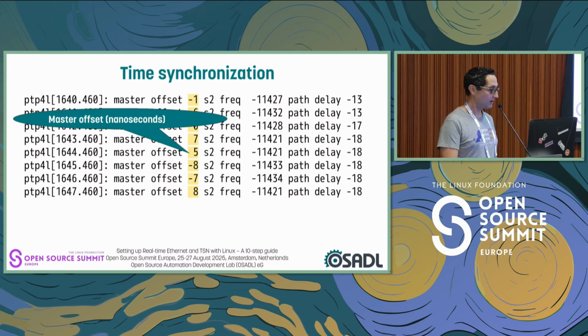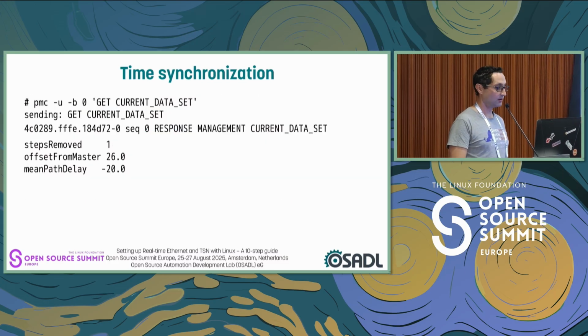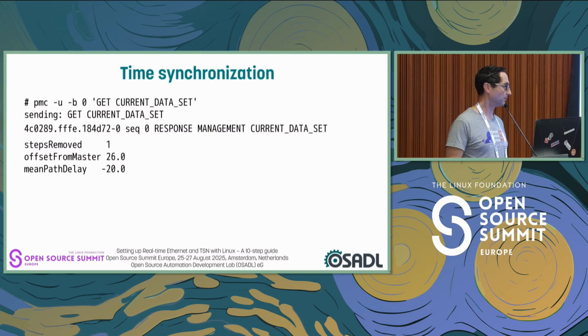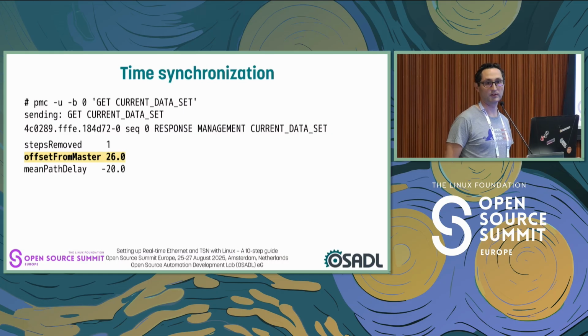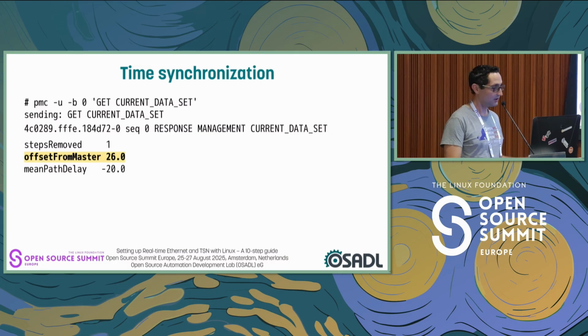You could actually do the same evaluation during runtime. Linux PTP comes with a command called PMC, so you could fetch several values during runtime. In this case, we're just asking for the current data set, and we can see here that the current offset from the master in the network is 26 nanoseconds time difference. So this is really what you need to have high accuracy time synchronization between devices, right? That's quite easy to evaluate.